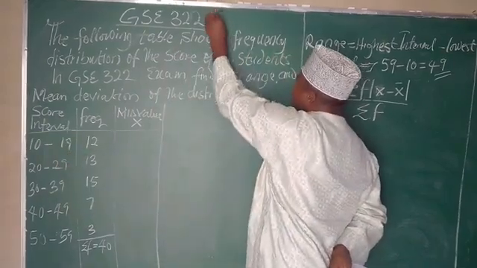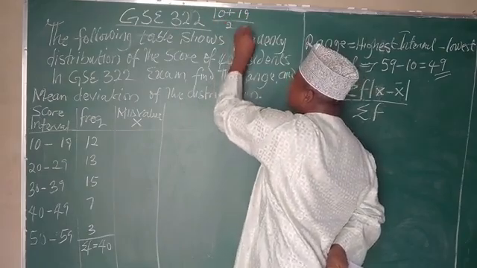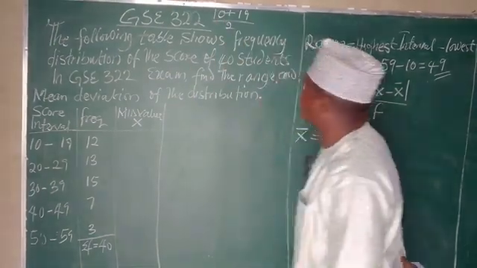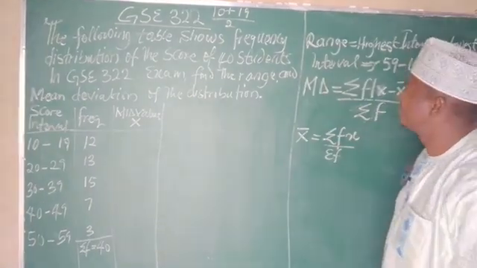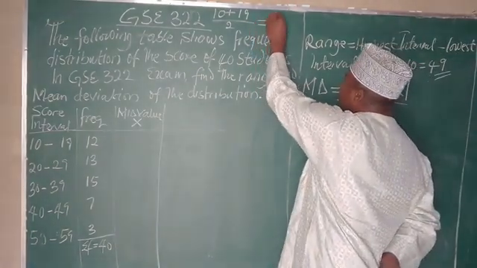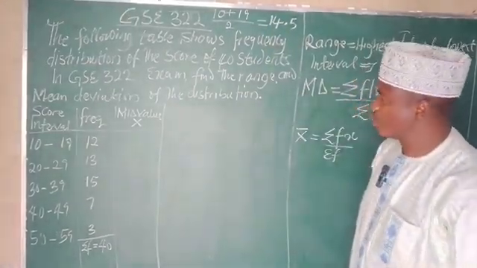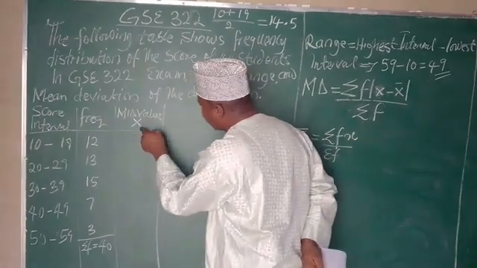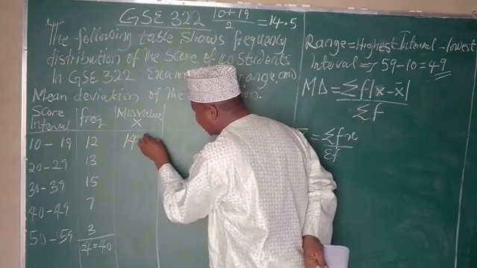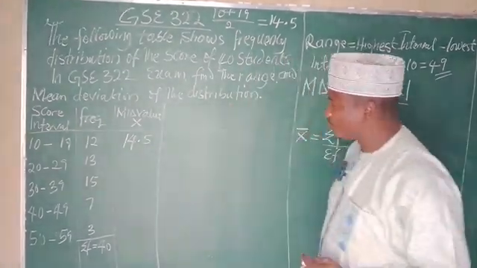That is going to be 10 plus 19, and we divide by 2. 10 plus 19 is going to give us 29. So now 29 divided by 2 is going to give us 14.5. So therefore, our mid value here, which is the same as x, is going to be 14.5. This is the mid value of the first row.